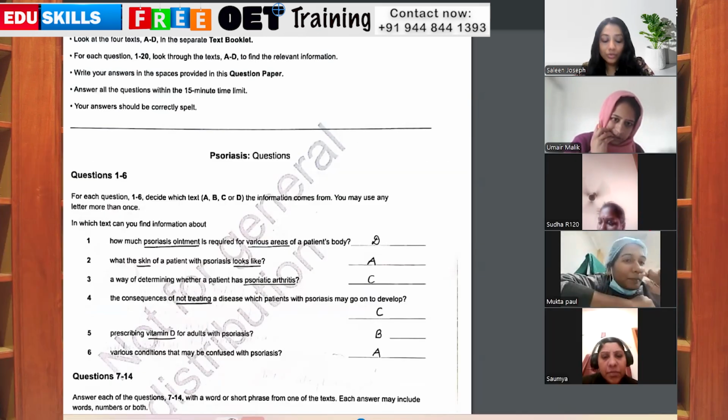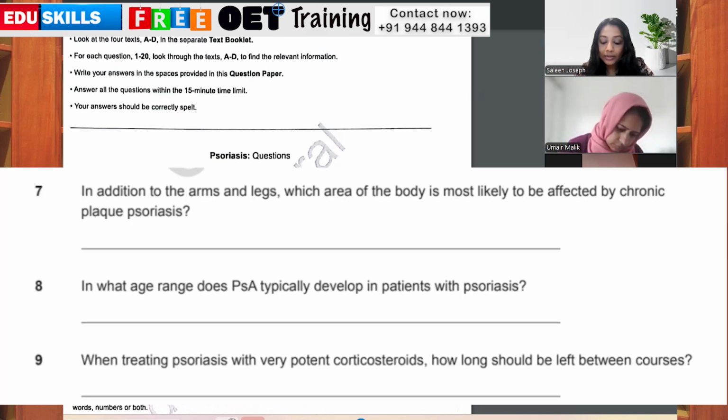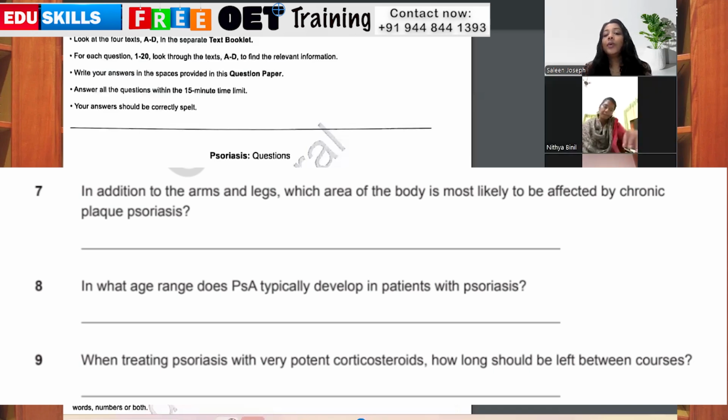We have read that. Now we are going to questions 7 to 14. The 7th one: in addition to the arms and legs, which area of the body is most likely to be affected by chronic plaque psoriasis? So chronic plaque psoriasis, in which text have we discussed this? Classification. A. Yes. So when you read a particular question, the first thing in your mind should be which paragraph it is from. Now we know that it is from text A.